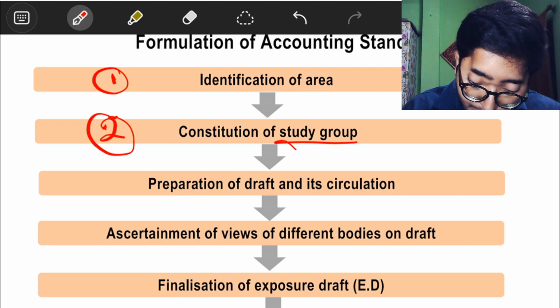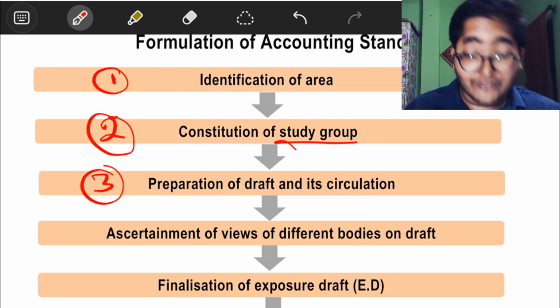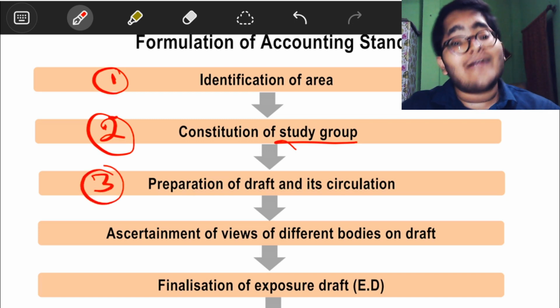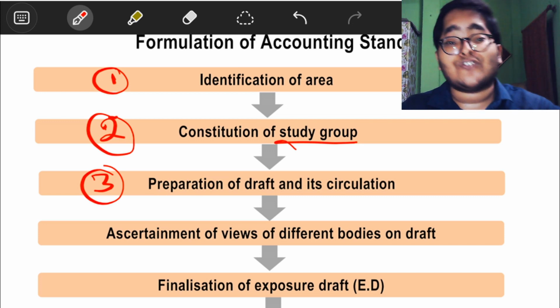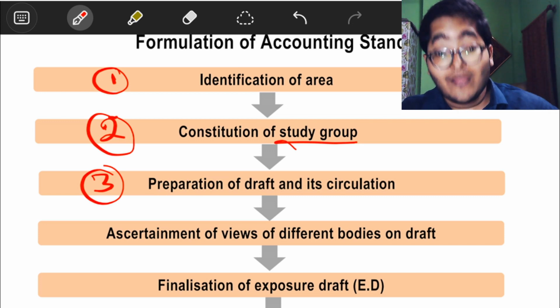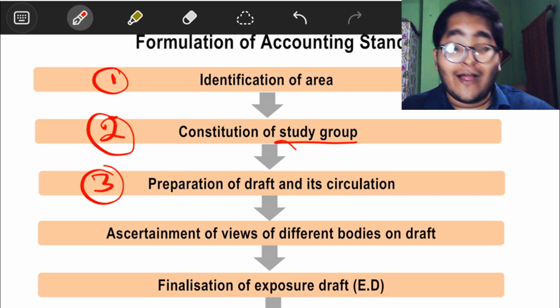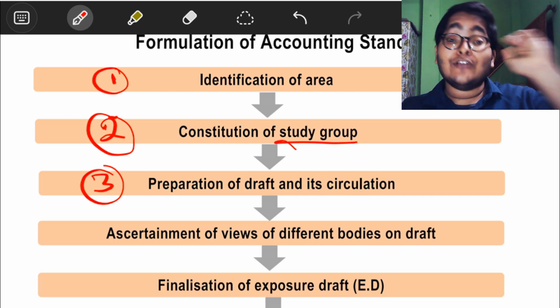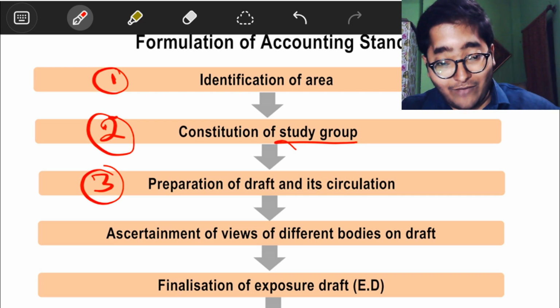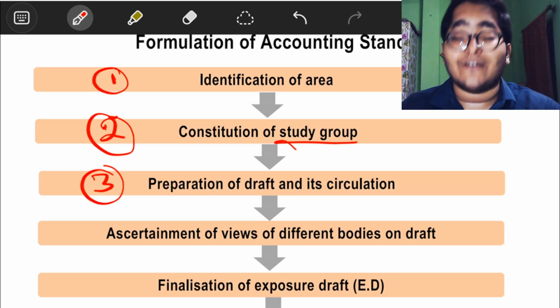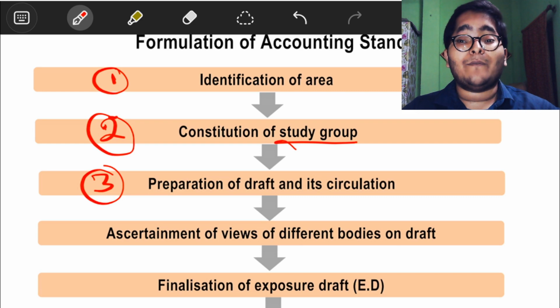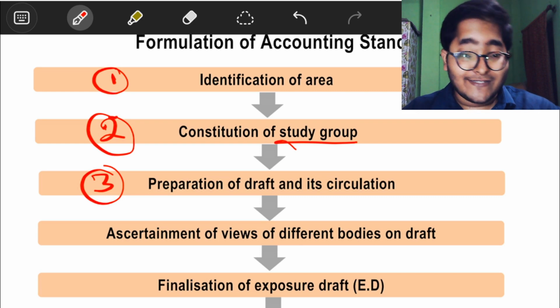This study group, after research and study, prepares a draft on how the area should be modified or controlled, how the weak area inside this accounting concept should be controlled and modified. So, in that case, a draft is prepared and it is circulated among the professionals, the institute and the government.